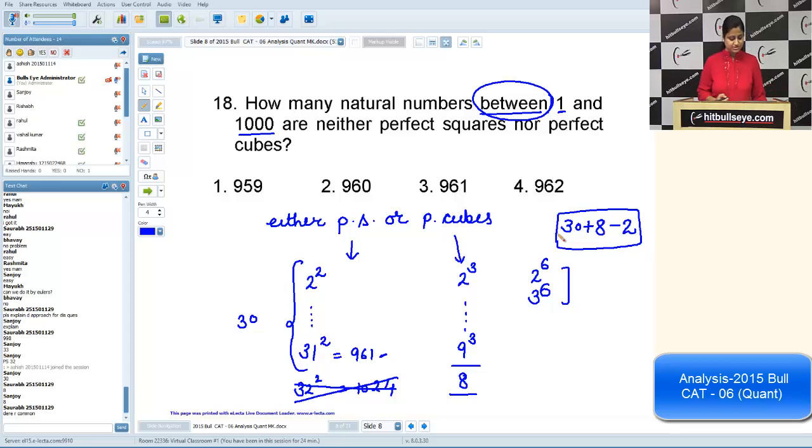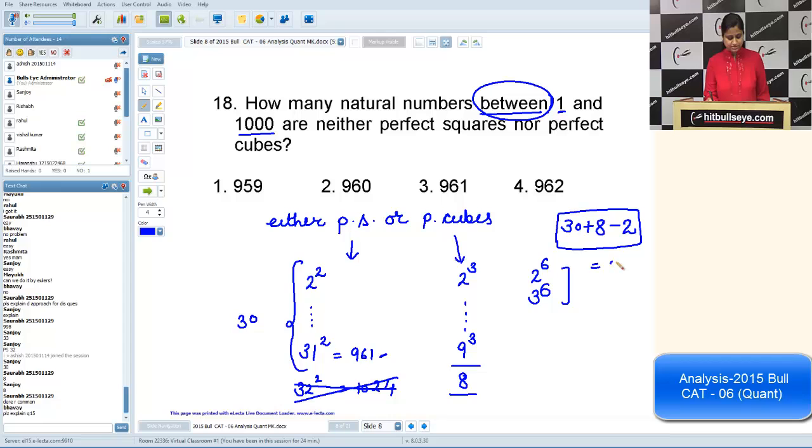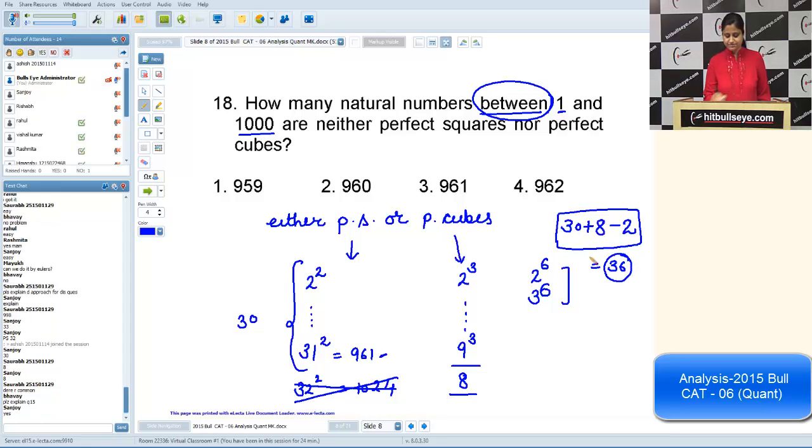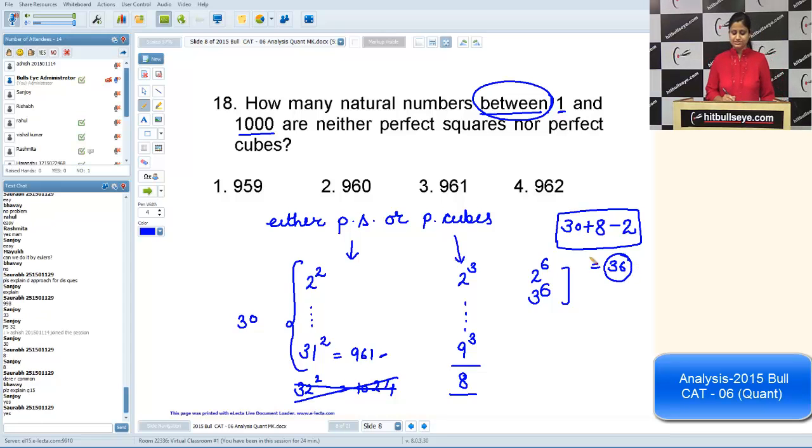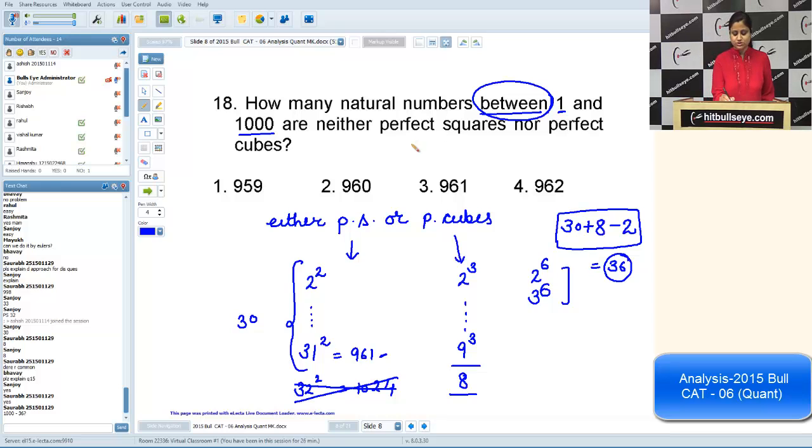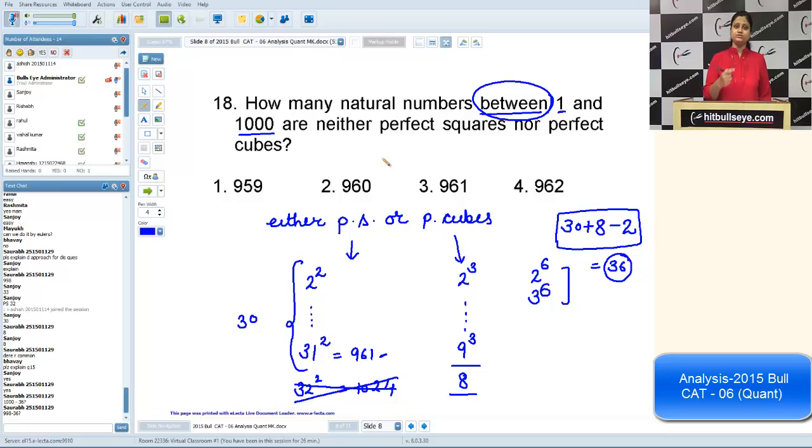Are you getting me or not? Yes guys? 36, it means there are 36 numbers which are either perfect square or perfect cube. But we are interested only in the remaining numbers. So we will take the total. What is the total here? We will start from 2, we'll go up to 999. It means how many numbers? 998. Out of those we will subtract 36. So this will be the final answer.